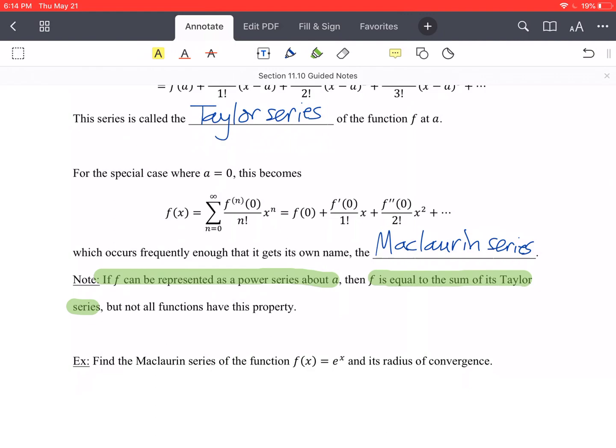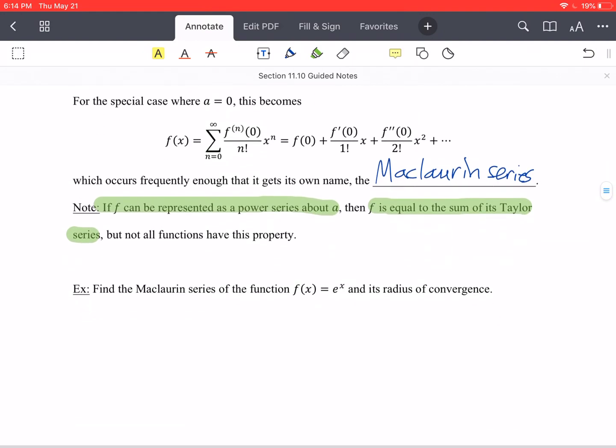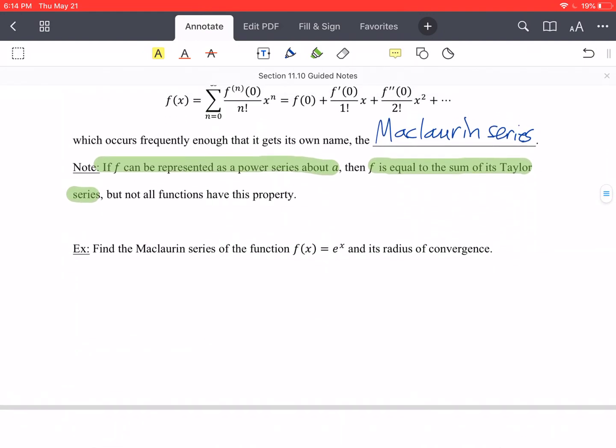So we're going to be looking at some functions that we can do this with, and we're going to do a couple of proofs as well to demonstrate that they are equal to the sum of their Taylor series, not just represented by that power series. Okay, so first up, find the Maclaurin series of the function f of x equals e to the x and its radius of convergence. So let's start off here establishing some values.